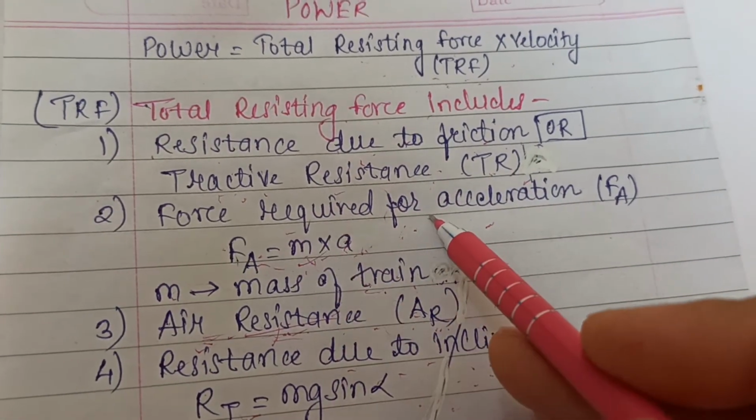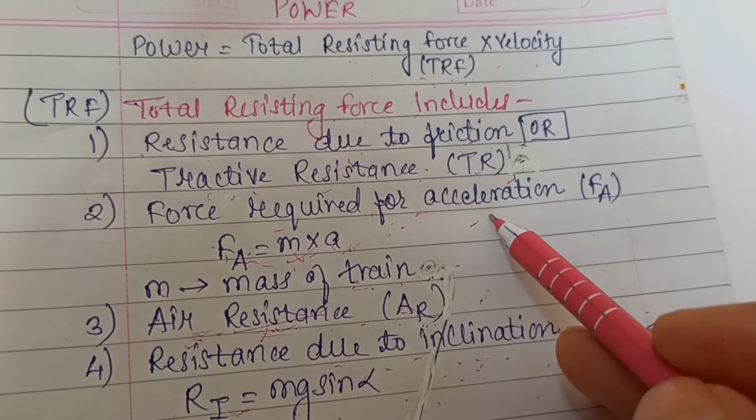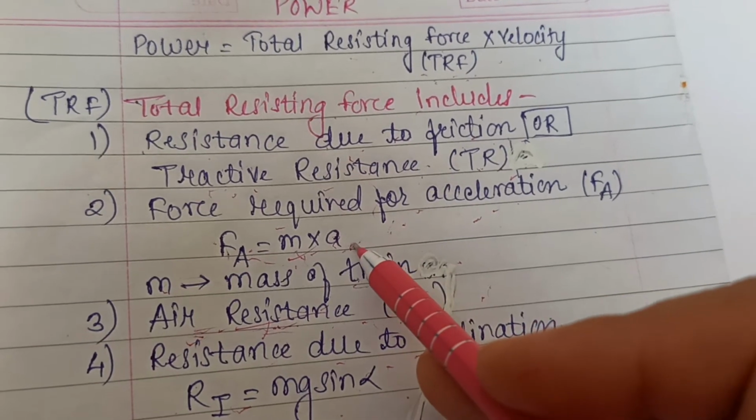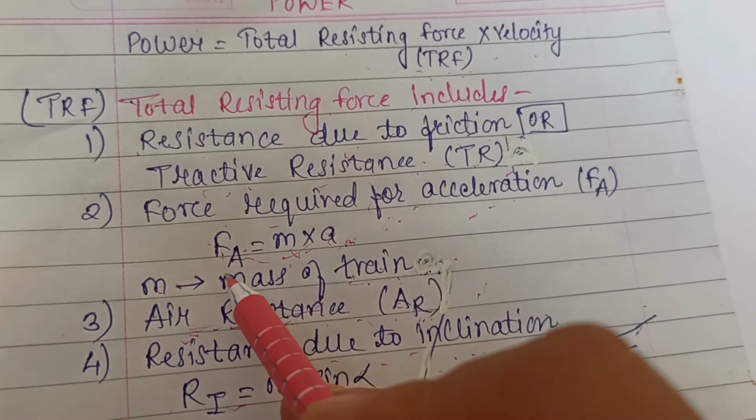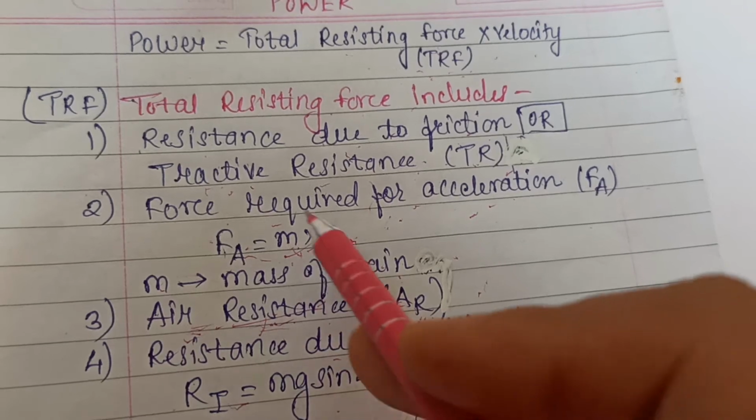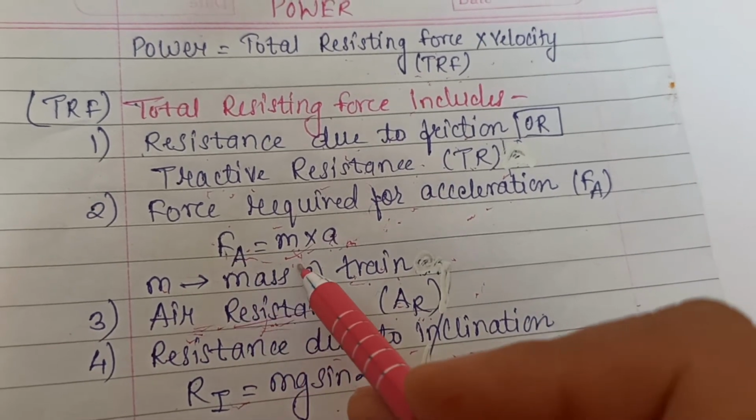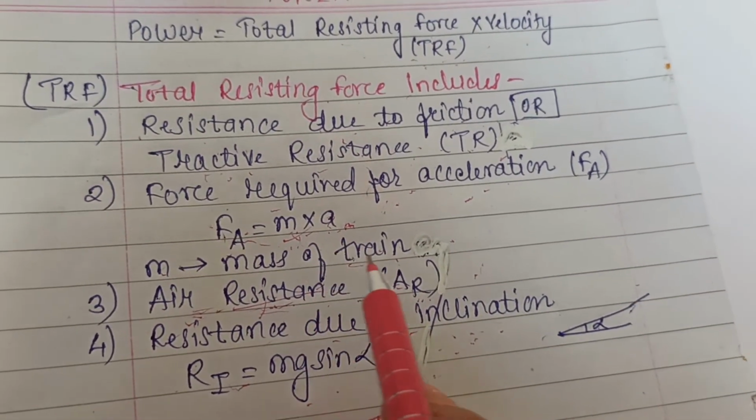Second is force required for acceleration. To move the train, we will require certain acceleration. So the force required for that is Fa, which is equal to m into a, where m stands for the mass of the train.